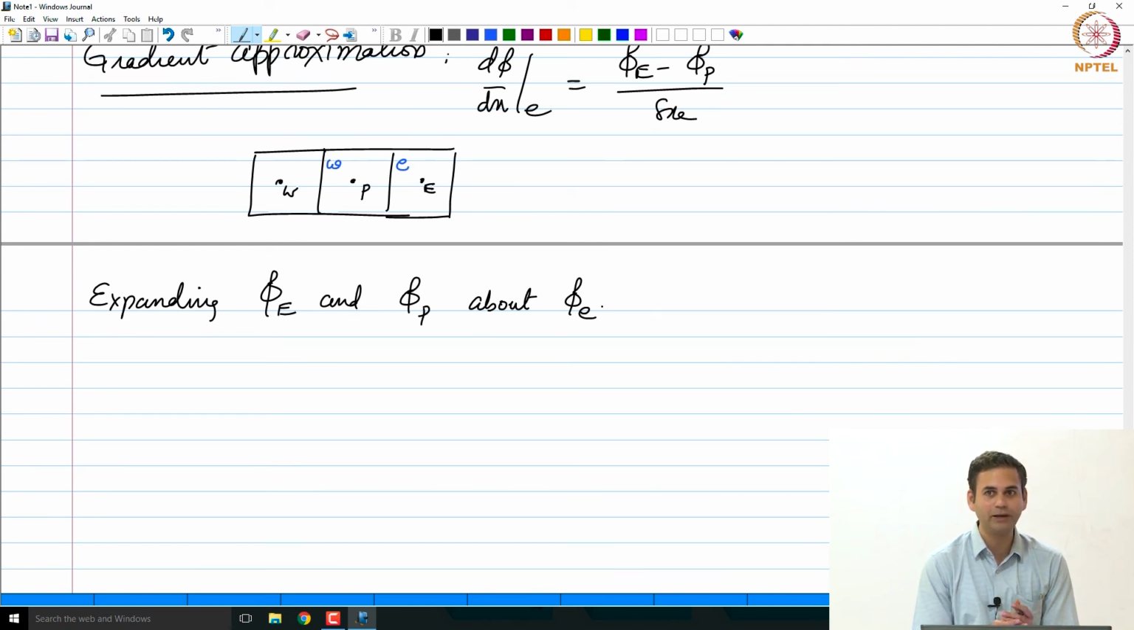So, we are expanding about E and P about the face, that is little e, so that we can see if we can get an estimate for this value, because this will show up in the Taylor series. That is what we are doing. So, then what would be the distances now about phi little e, what will be these two distances?